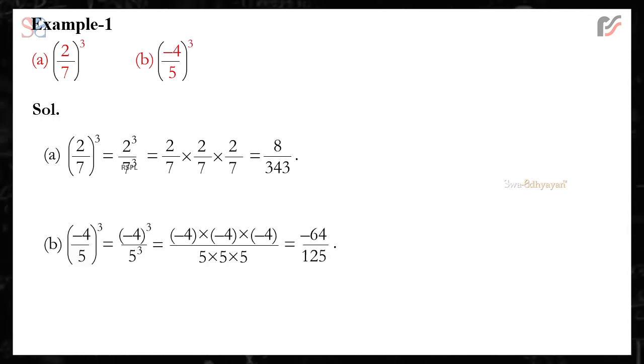B. (-4/5)^3 is equal to (-4)^3 over 5^3, which is equal to (-4) × (-4) × (-4) over 5 × 5 × 5, which is equal to -64/125.